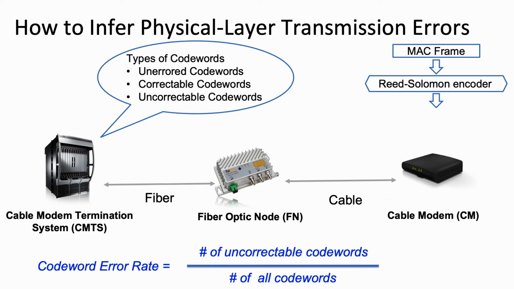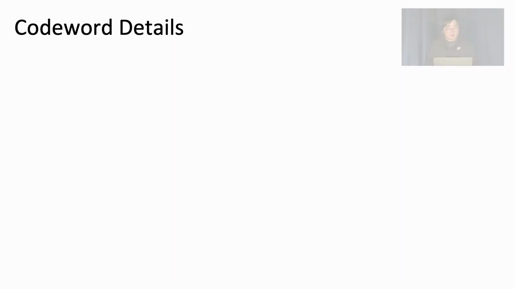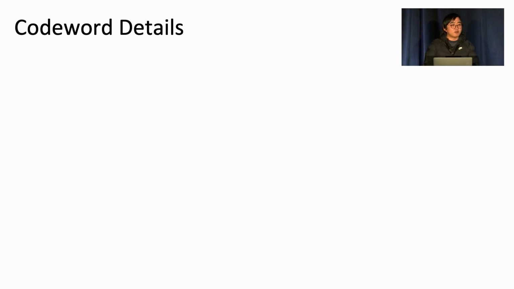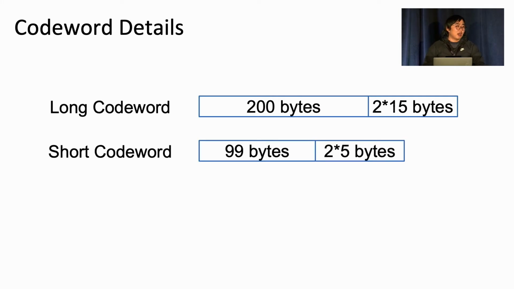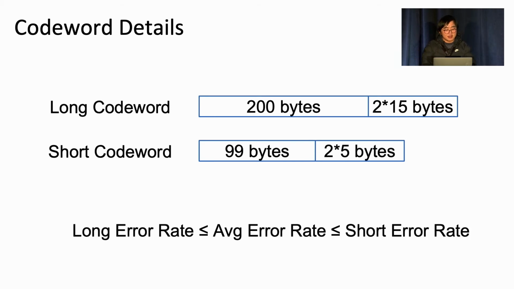There are 2 settings of code words used in our measurement network: a long code word and a short code word. Unfortunately, because our data does not provide this information, we cannot separate the long code words from the short code words in our data. However, based on the proportions of the data bytes and the parity check bytes, we can estimate that the long code word error rate is less than the average code word error rate, and the average code word error rate is less than the short code word error rate.